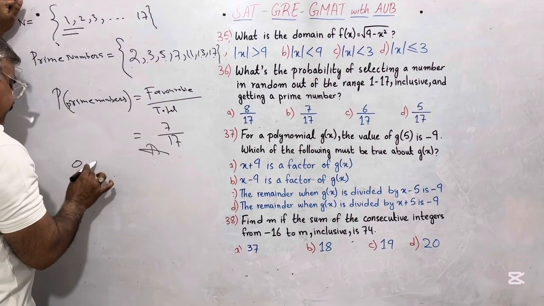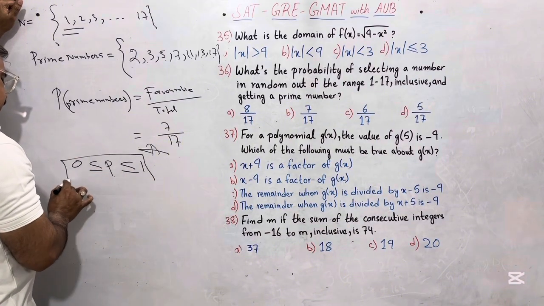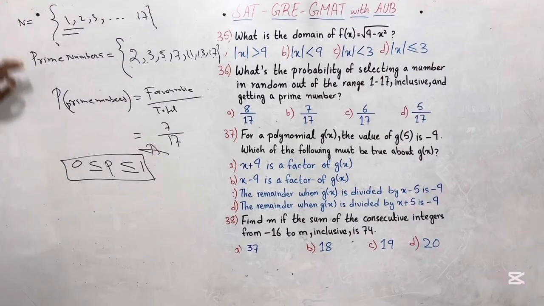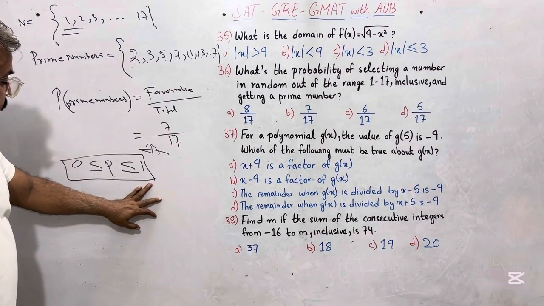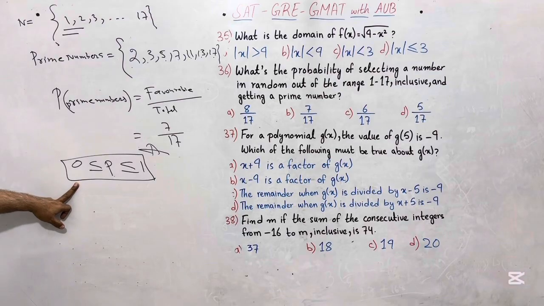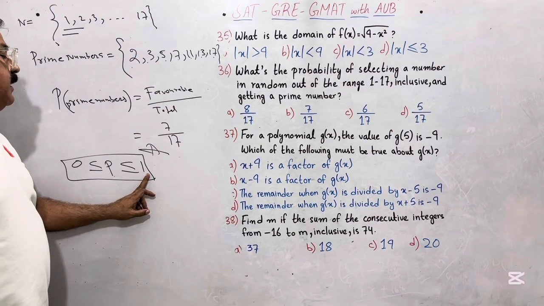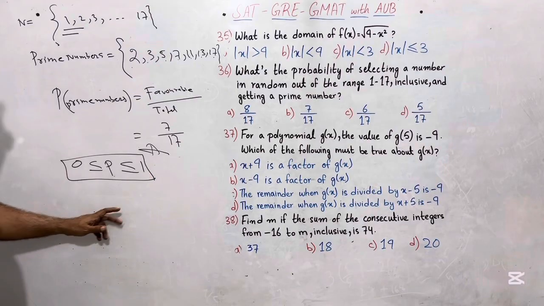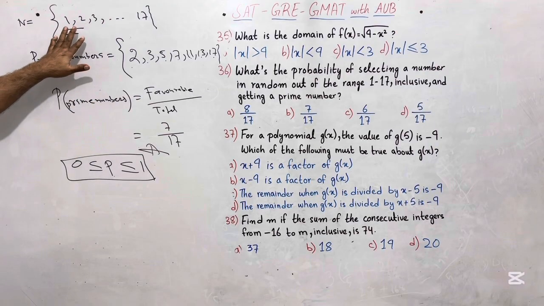And the range of probability is from 0 to 1. The minimum value of any probability is 0, and the maximum value is 1. 0 means we are sure it is not going to occur. 1 means we are sure it is going to occur, 100% with guarantee. Otherwise it is between 0 and 1. That's the probability.